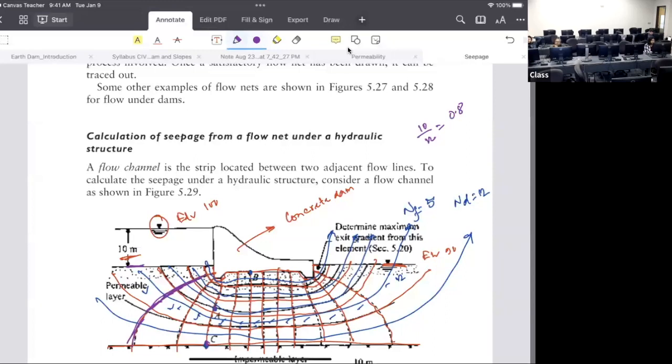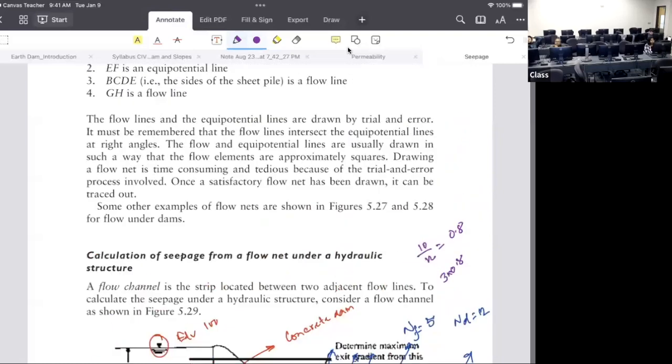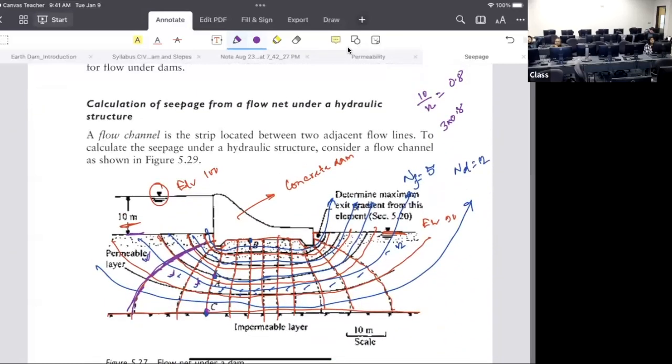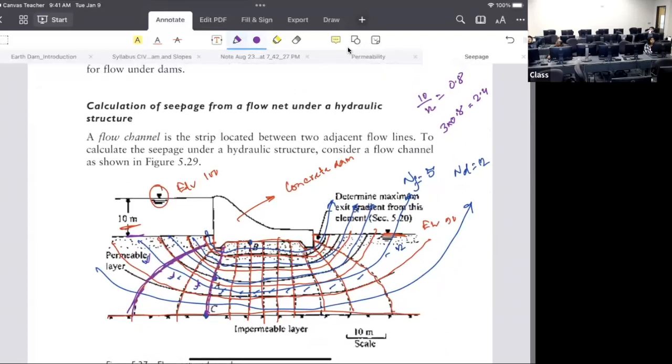So how many drops do we have so far? 1, 2, 3. 3 multiplied by 0.8 is going to be 2.4. So what will be the pressure along this line? 10 minus 2.4, right? That's going to be 10 minus 2.4 equal to 7.6 meters.